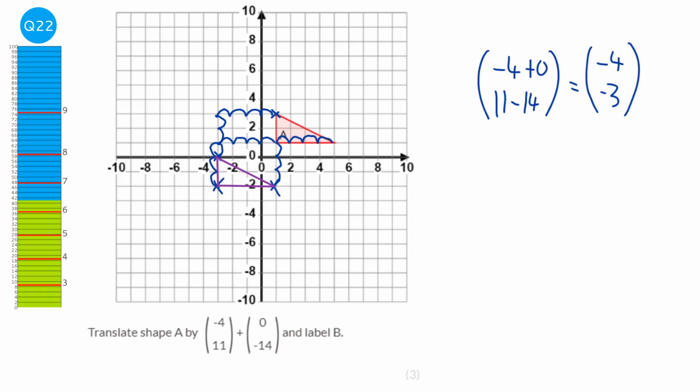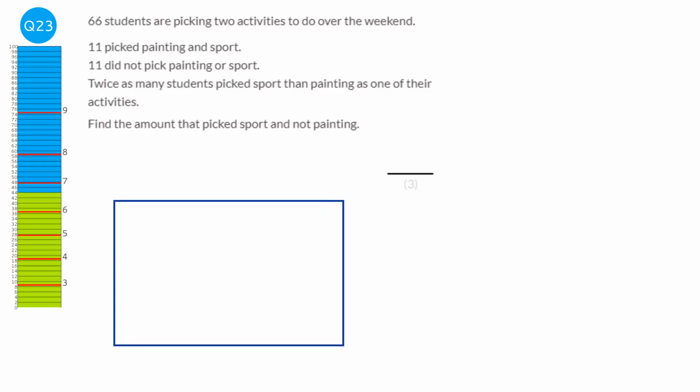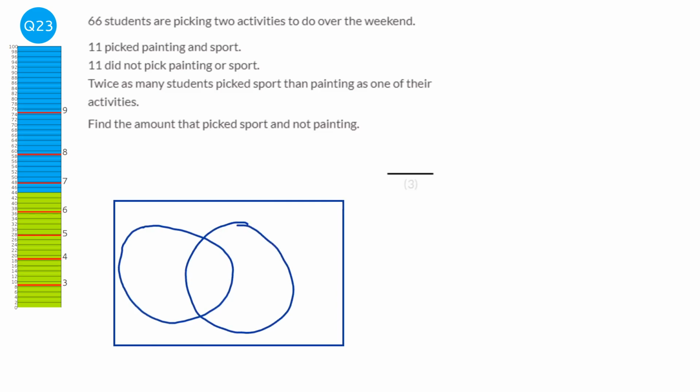And label the new shape B. So this question will probably need a Venn diagram just to make it a bit easier. So I'm going to draw a Venn diagram. You don't need to. If you can work out how to do this question without, you can do. But I think this is a really tricky question to do without a Venn diagram.